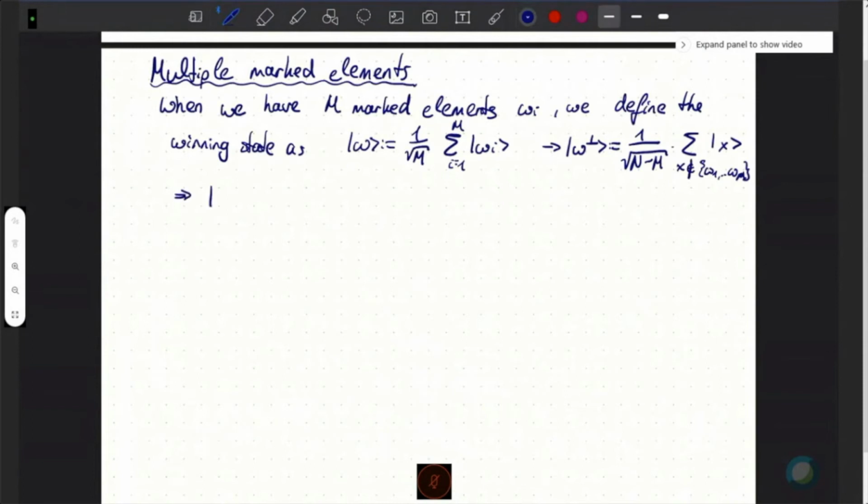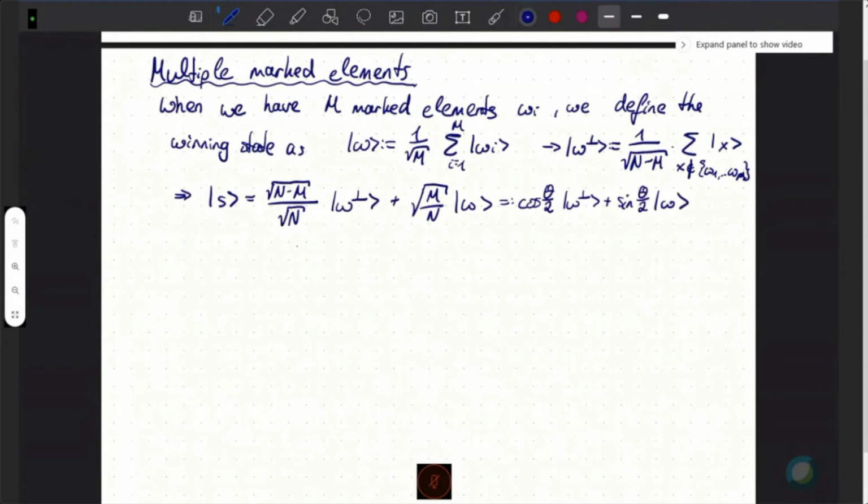If we then write down S as a sum of W and W orthogonal as we did before, all that changes is again the normalization factors. Instead of n minus 1, we have n minus m here. And instead of 1 over n, we have m over n in the second term. But again, we just define it by cosine of theta over 2 plus sine of theta over 2.